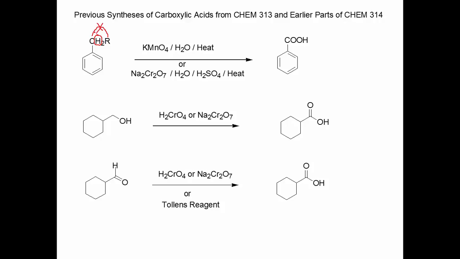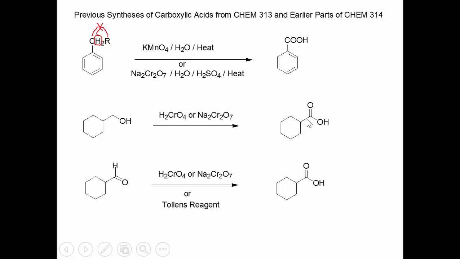We also learned that if you take primary alcohols, like right here, and we treat them with an aqueous chromium-6 source like chromic acid or sodium dichromate in an aqueous system, we won't oxidize to the aldehyde, we'll oxidize all the way to the carboxylic acid.